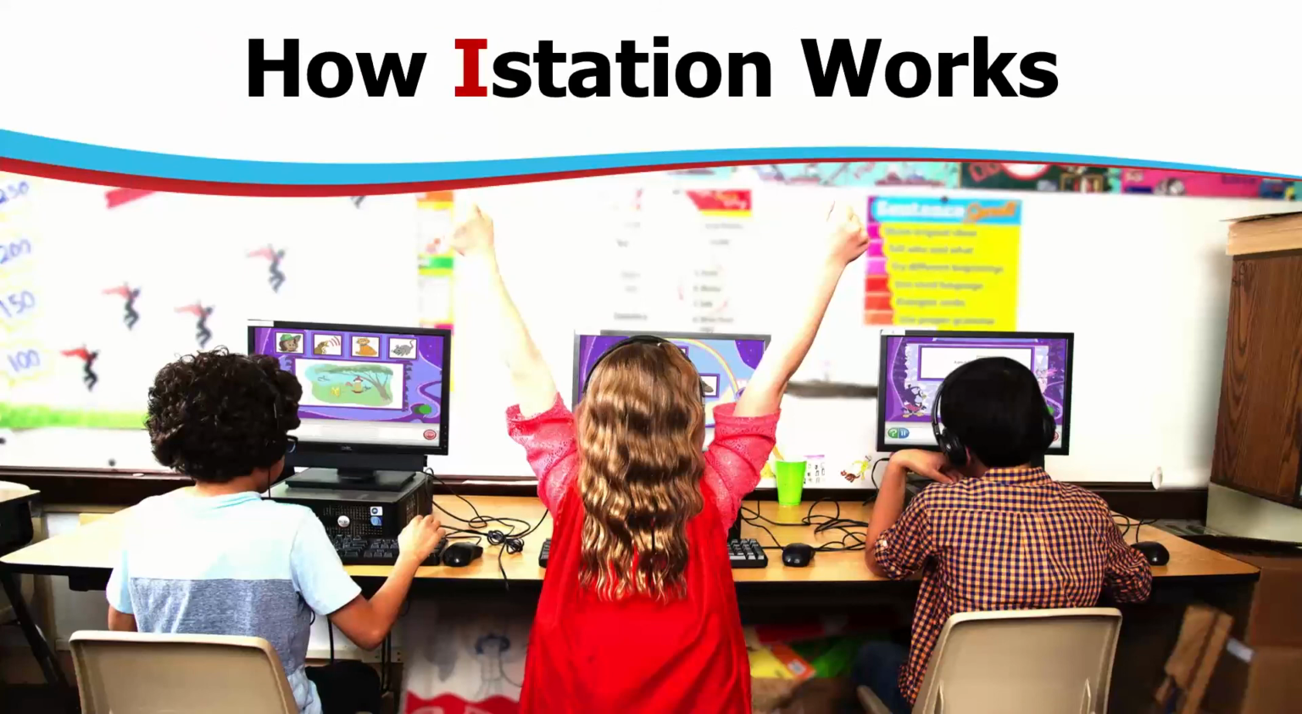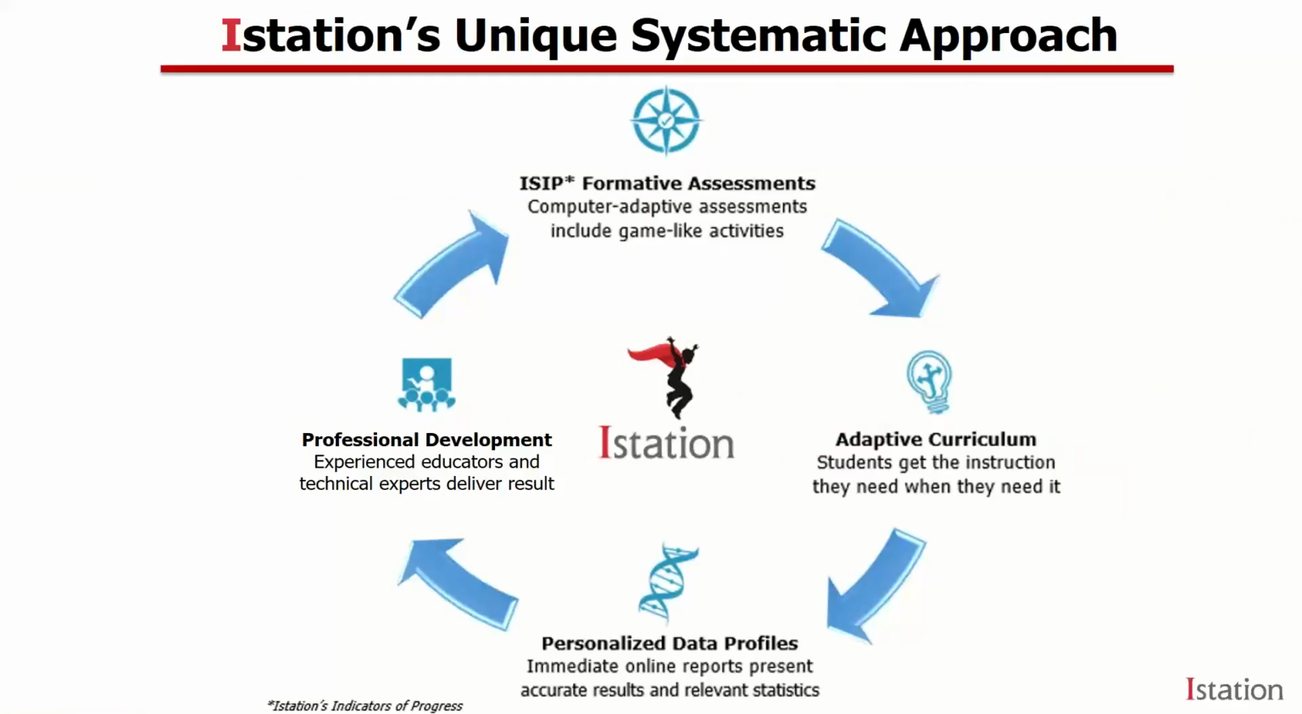So how does iStation work? We have a very unique systematic approach. And the first thing that happens, and for those of you that did use iStation last year as the K-3 diagnostic assessment for the state, you're familiar with ISIP, iStation's Indicators of Progress. And that is our nationally normed assessment and progress monitoring system. This is really the backbone of all that we do at iStation.